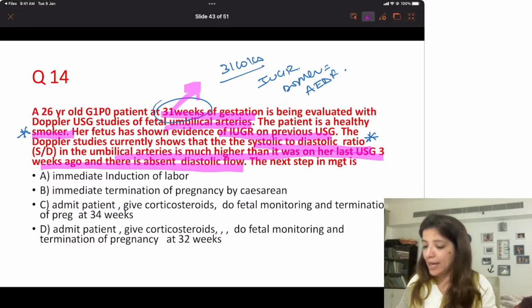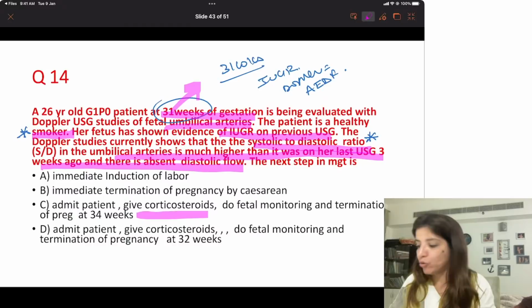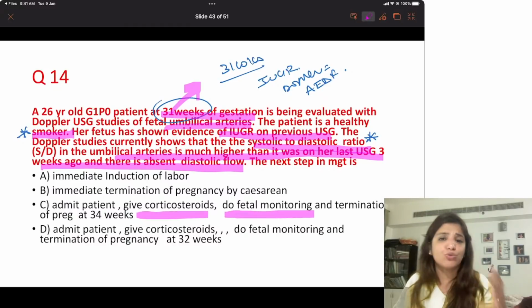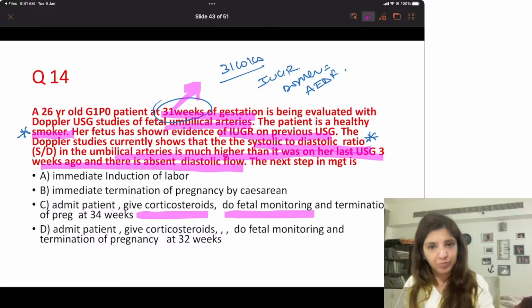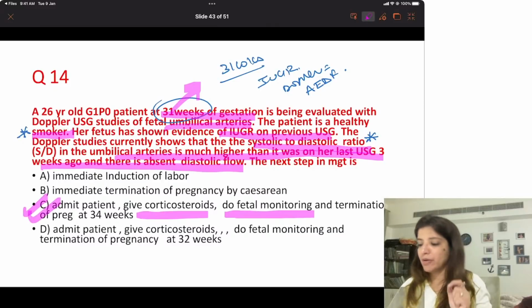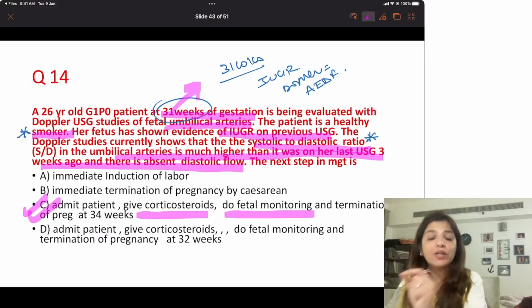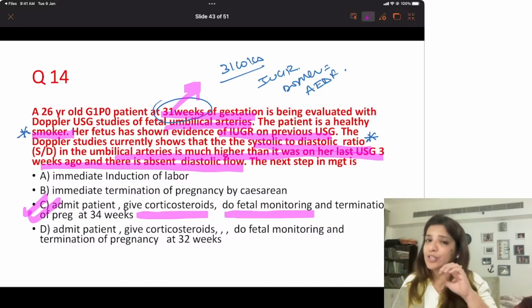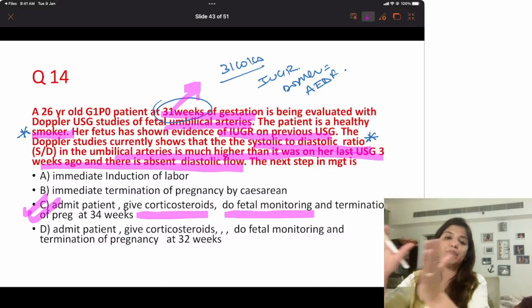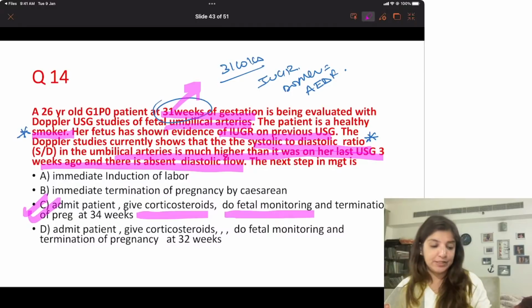So, in the meanwhile, I'm going to give her corticosteroids, I'm going to do fetal monitoring, I'm going to do a biophysical profile, Doppler and NST, and then I'm going to terminate pregnancy at 34 weeks. Clear? So, over here, because it is absent end diastolic flow, the answer is option C. You have to deliver at 34 weeks, and before that, you will give corticosteroids, do fetal monitoring, and try to carry the pregnancy up till 34 weeks.